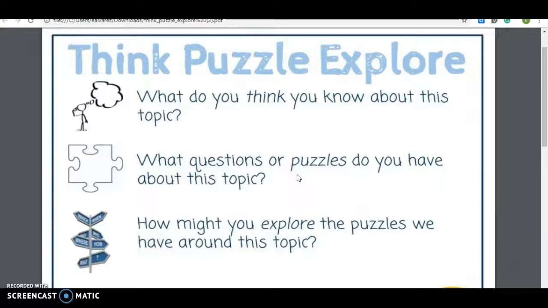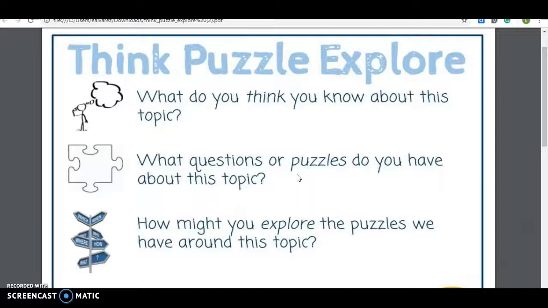This pushes students to think more broadly in terms of inquiry. And then finally, it's how might you explore the puzzles we have around this topic. The reason we say explore is that it's part of the routine that directs students' attention to how those puzzles might be investigated, trying to get them to do more self-directed learning and take ownership over their own learning.